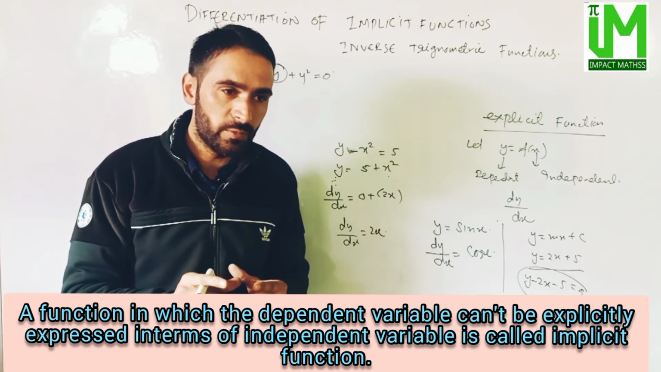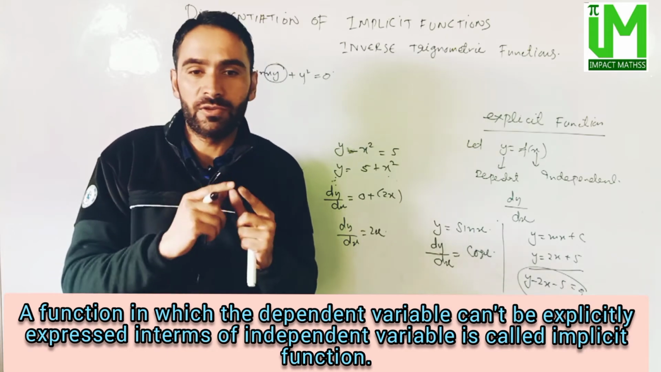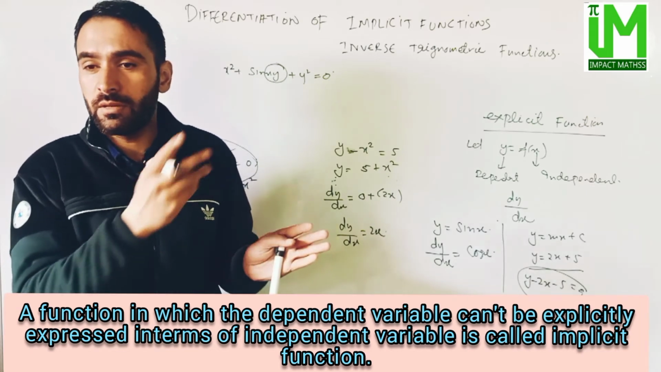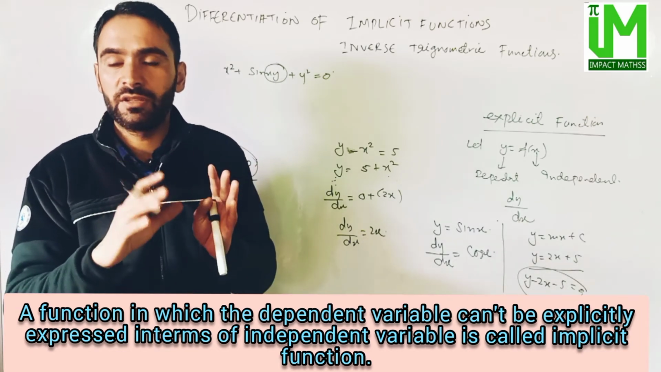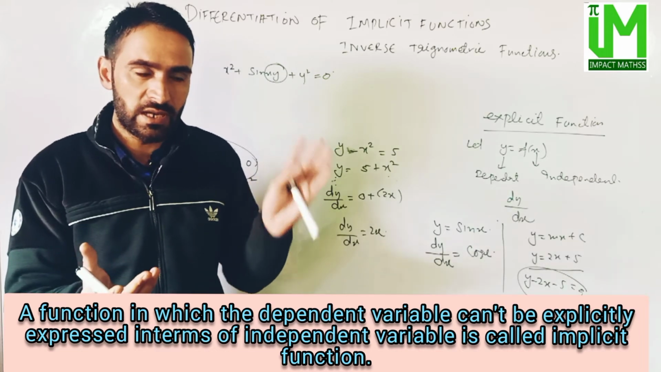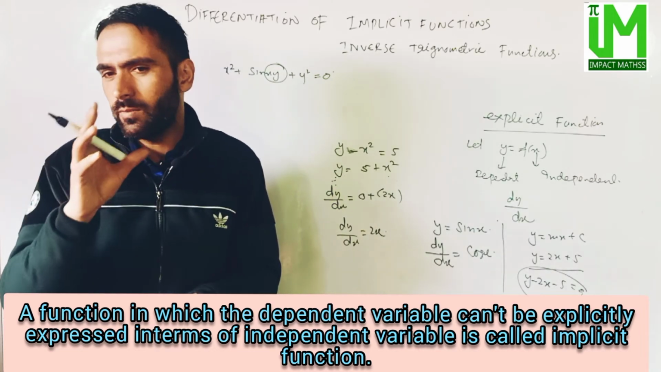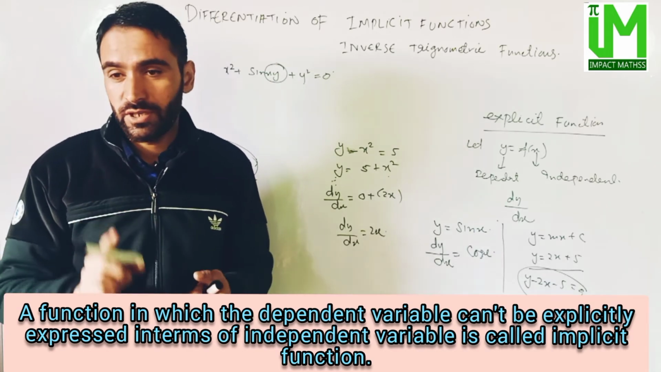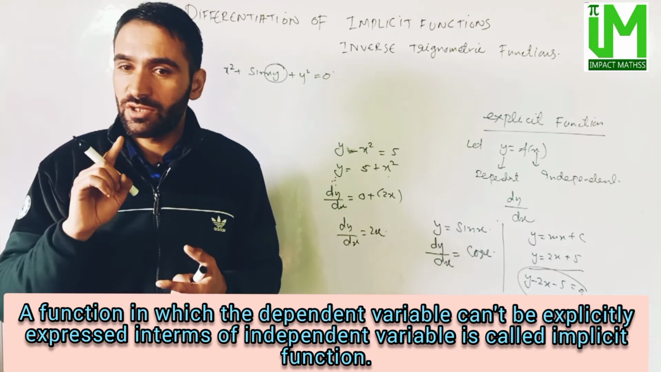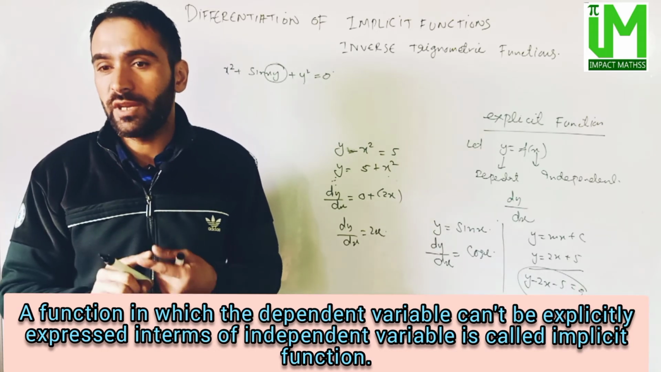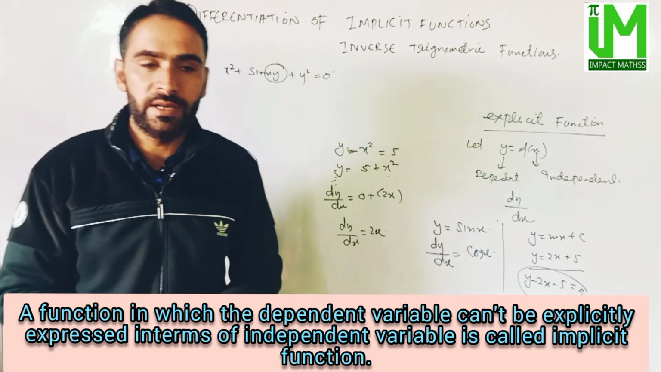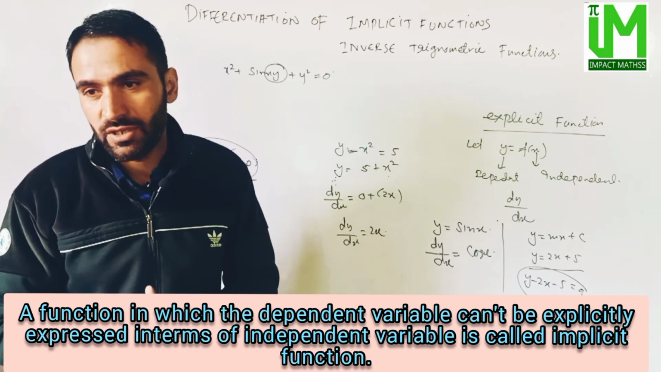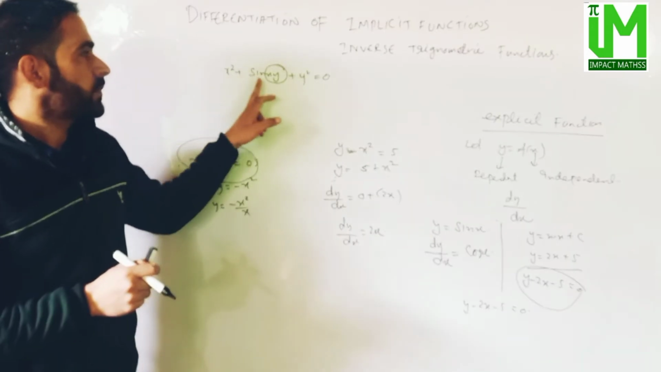So in an implicit function, you cannot easily separate the dependent variable from the independent variable. Although you can separate it if you try, that will require some work. That will be tedious calculation, lengthy, some sort of long procedure. So simply the relation or the function wherein it is not at once possible to separate the dependent variable from the independent variable, that sort of function will be called an implicit function.